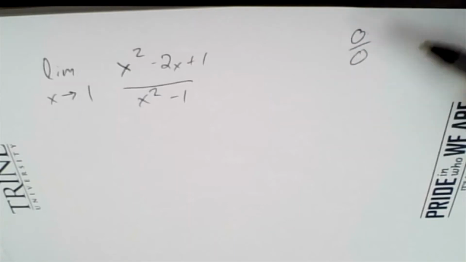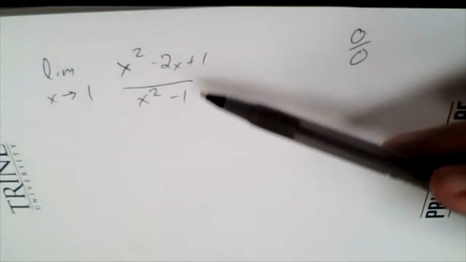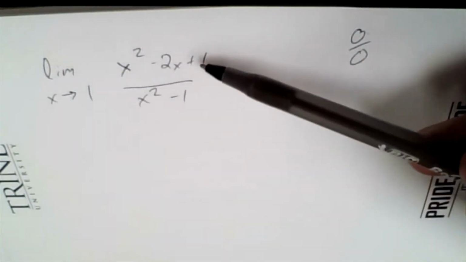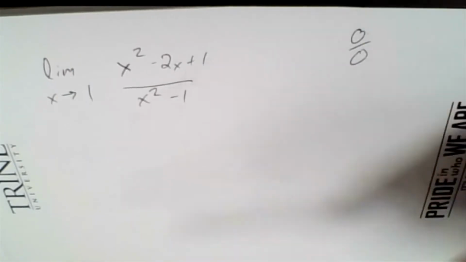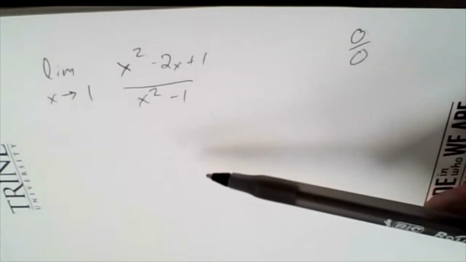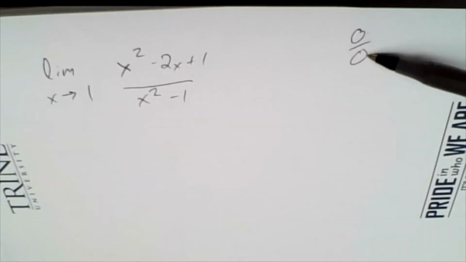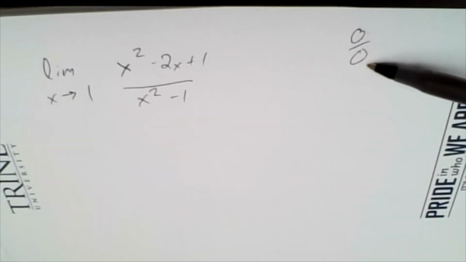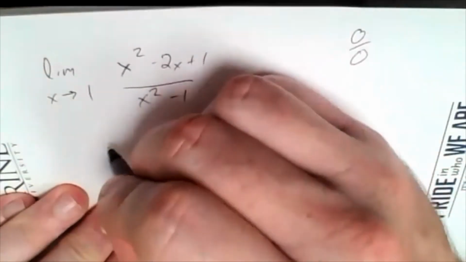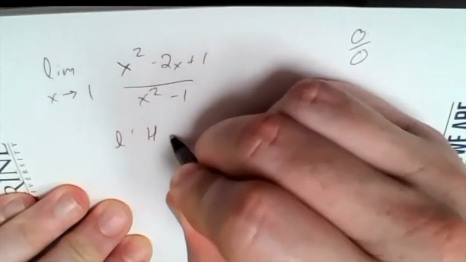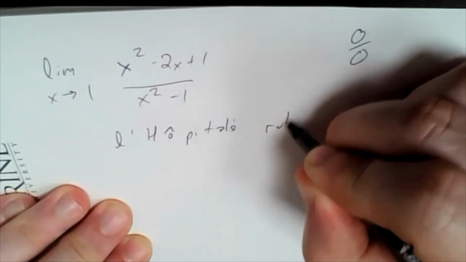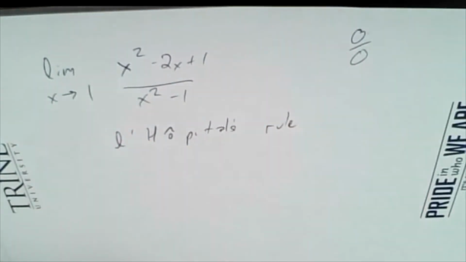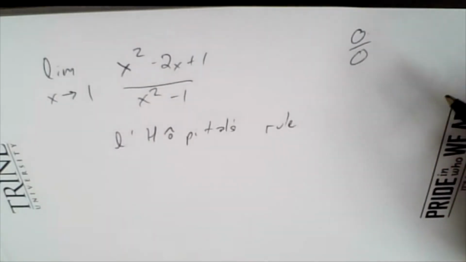So remember that a bit. We have two functions. We have a numerator and a denominator. Both of these are nice functions that have derivatives, right? They're just polynomials. And both of them are tending to 0 at the same time. L'Hopital's rule, there it is, good old French name.